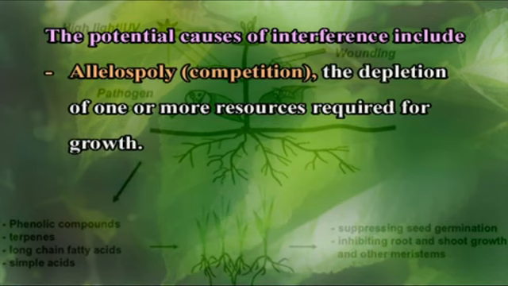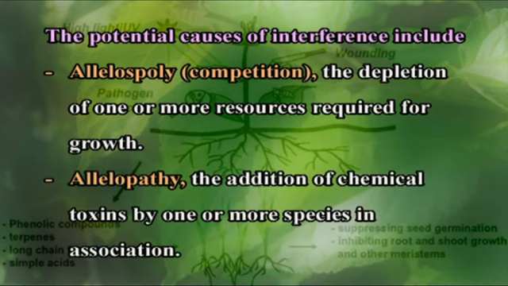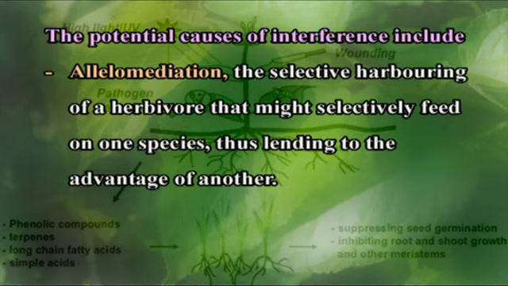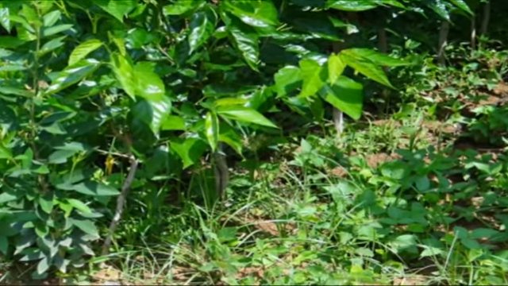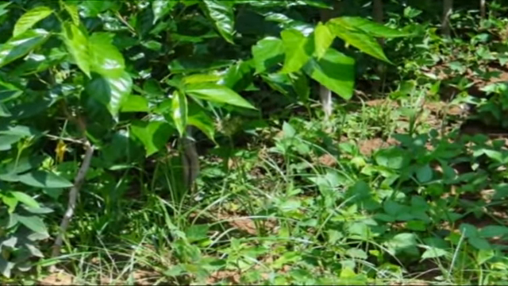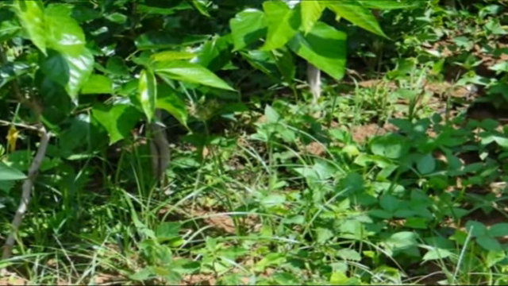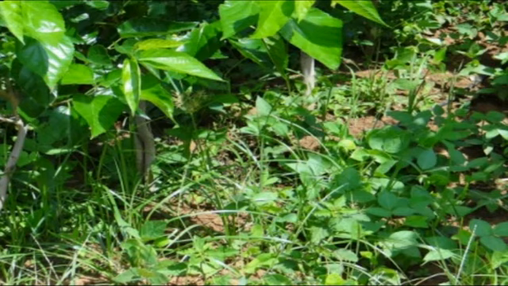allelospoly, that is competition, the depletion of one or more resources required for growth. Allelopathy, that is the addition of chemical toxins by one or more species in association. Allelomediation, that is the selective harboring of a herbivore that might selectively feed on one species, thus leading to the advantage of another. The overall effect of one plant upon another is called interference, which includes both allelopathy and competition.